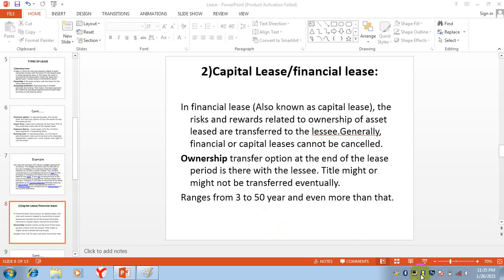The next type of lease is called capital lease or financial lease. In a financial lease, also known as capital lease, the risks and rewards related to ownership of the asset leased are transferred to the lessee. All the risks and rewards of the ownership of the asset will be transferred to the lessee. Generally, a financial or capital lease cannot be cancelled. Neither lessor nor lessee can cancel the contract.